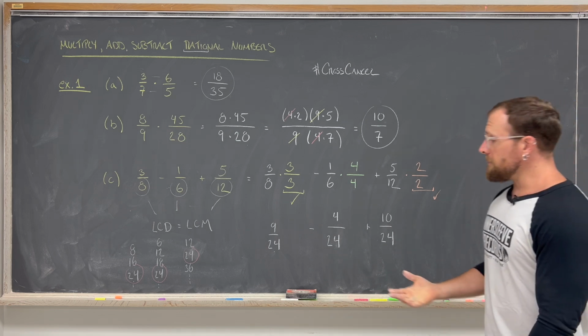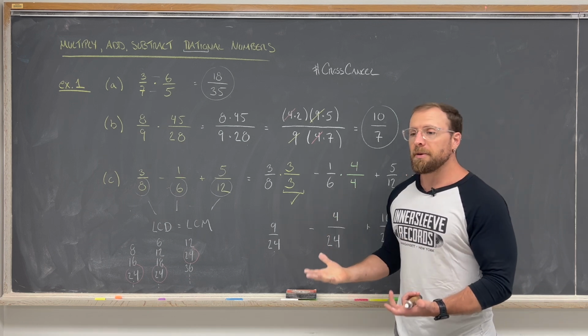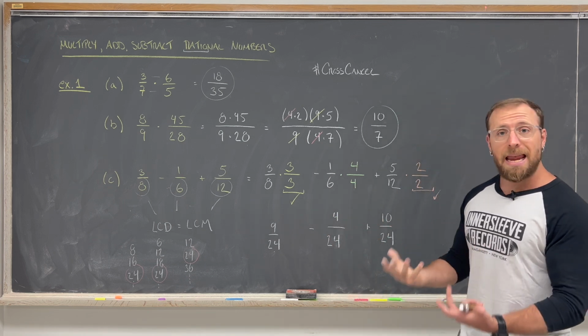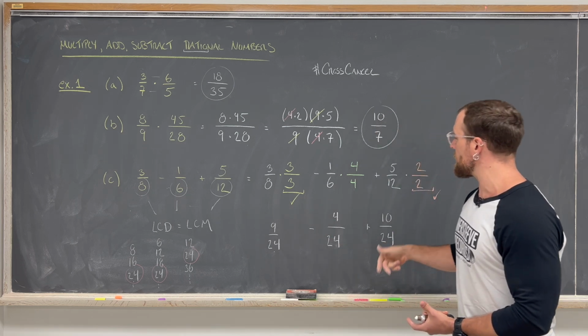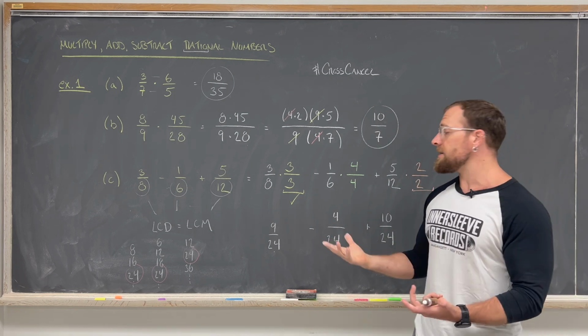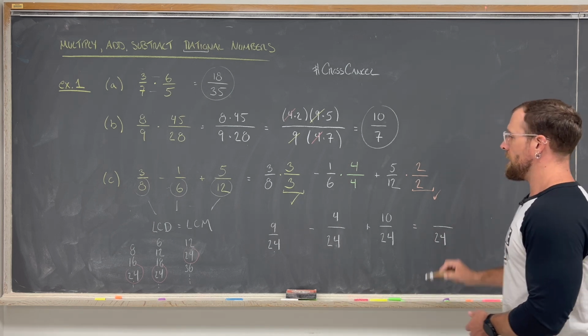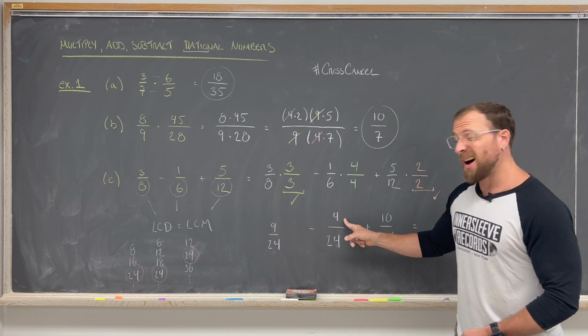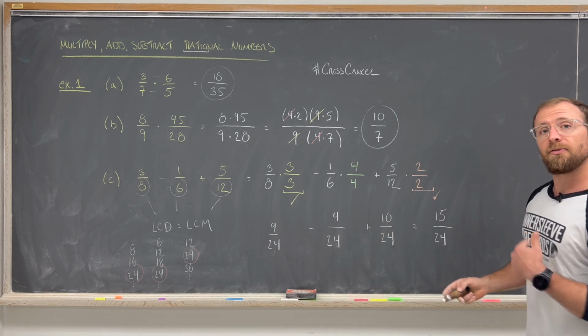Okay? Now that we've got common denominators, or the denominator comes from denomination. It's just the name for the thing that we have. We have 9 24ths minus 4 24ths plus 10 24ths. So in the end, how many 24ths do I have? Well, 9 minus 4 would be 5, and 5 plus 10 would be 15. So I guess I have 15 24ths.